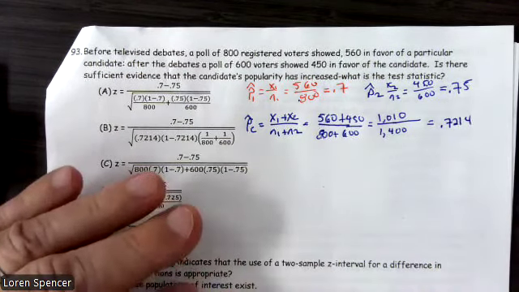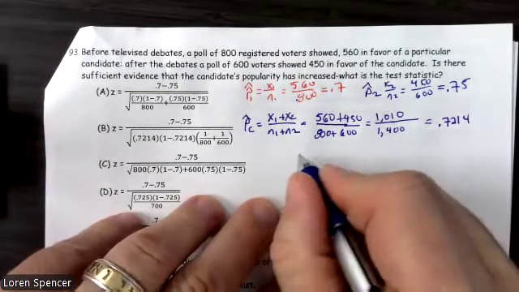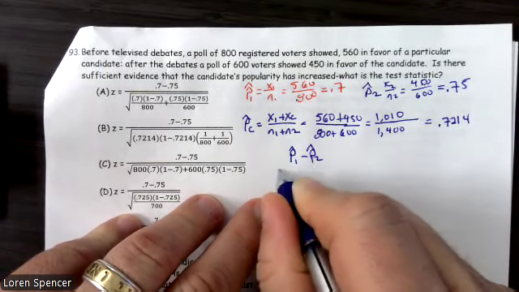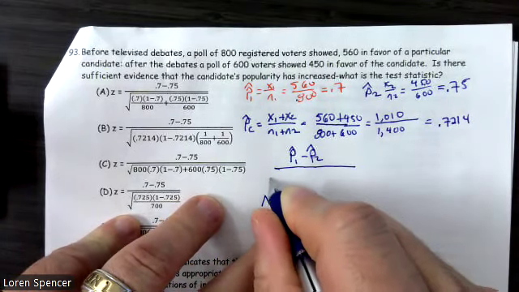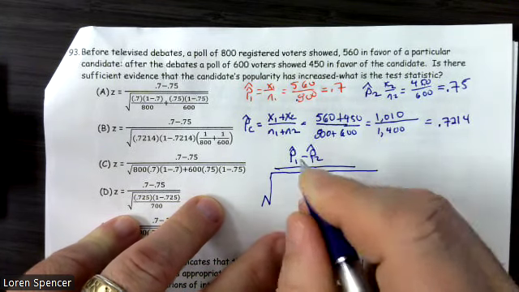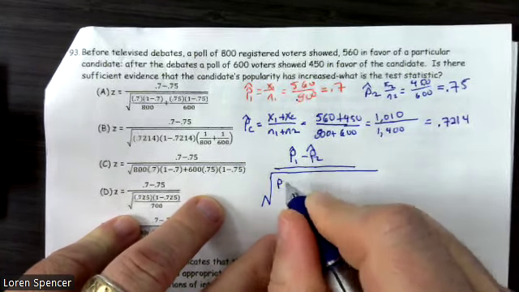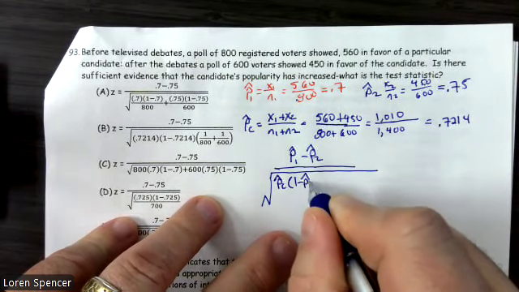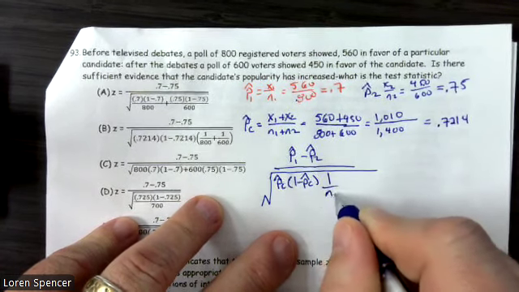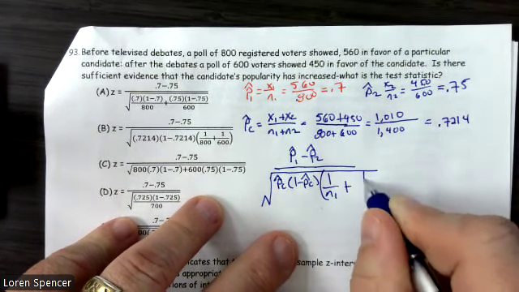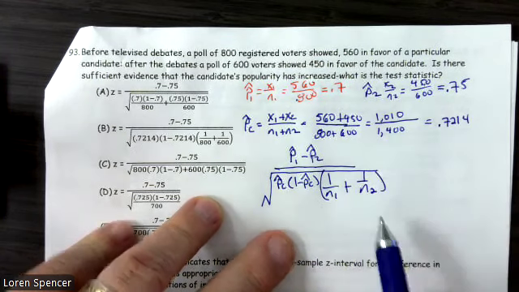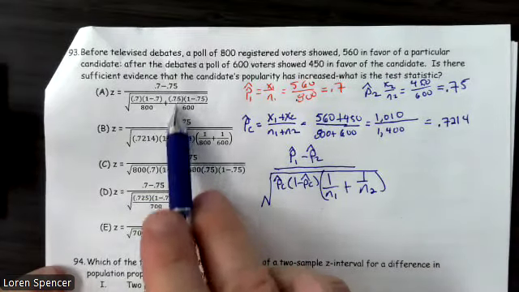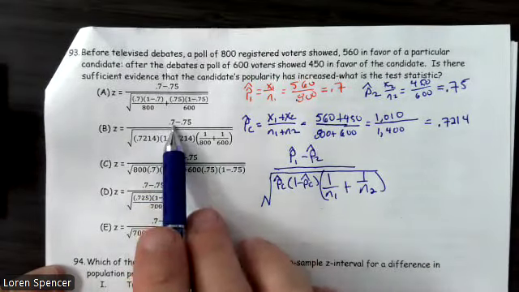All right. So our formula for a hypothesis test is going to be p hat 1 minus p hat 2 all over p hat c times 1 minus p hat c times 1 over n1 plus 1 over n2. Well, I need to plug in, and we're only going to be worried about the denominator because all of these had the correct thing in the numerator. All of them had that correctly.